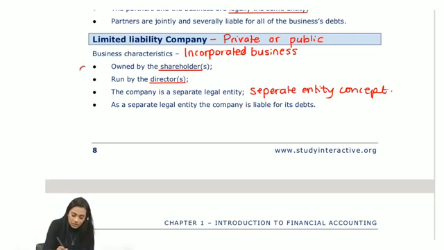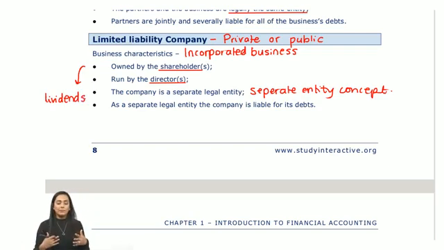Now, shareholders receive something known as dividends. So it's up to the directors to run the company in such a way that the company is profitable, and any profits that the company makes may be distributed as something known as dividends. So dividends are associated with shareholders, but drawings are associated with sole traders.